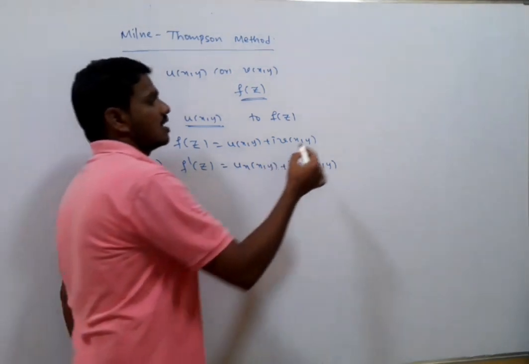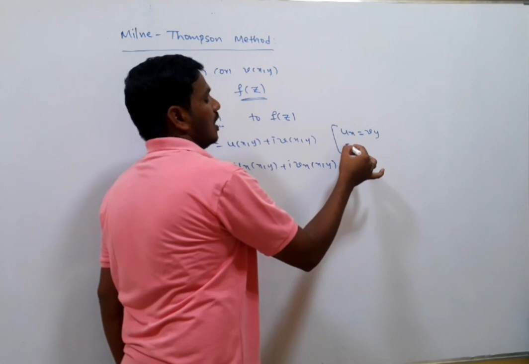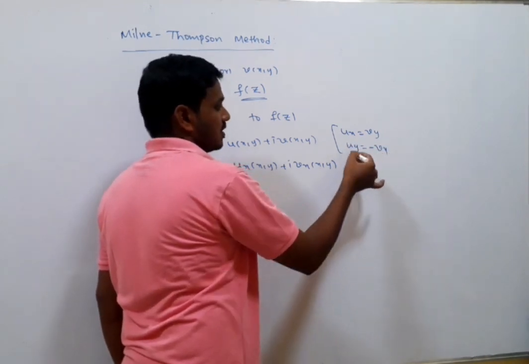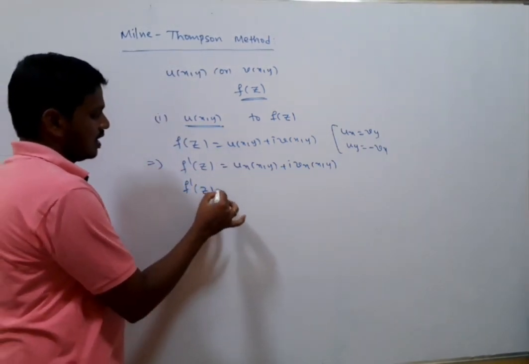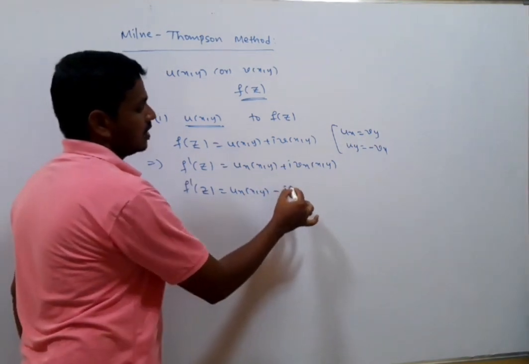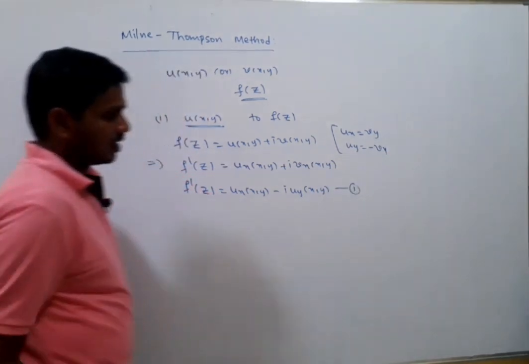What are the CR equations in Cartesian coordinates? ux is equal to vy and uy is equal to minus vx. If we want to replace vx, with what? Minus uy. So this can be written as f dash of z is equal to ux of x comma y minus i into uy of x comma y. Say this is equation number 1, right?